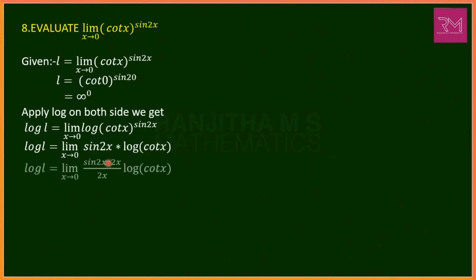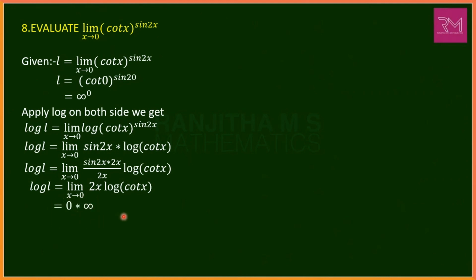Hence we can multiply and divide by 2x. For this we get log L equal to limit as x tends to 0 of (sin 2x by 2x) into 2x into log of cot x. We know that limit as x tends to 0 of sin 2x by 2x is 1. Hence we get log L equal to limit as x tends to 0, the remaining is 2x into log of cot x. Now we can substitute x value 0, that becomes 0 into infinity form.